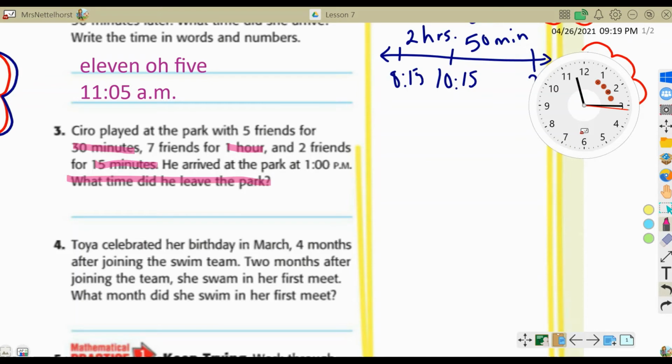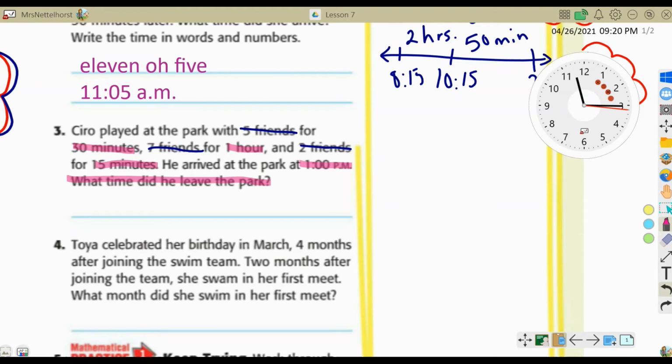When you guys take that CASP test next year, and if you have a math problem like this on the iReady test, this is a good time to highlight or write down on your scratch paper just the ones that pertain to time. And if you have a way of striking through information, you don't need the 5 friends, you don't need the 7 friends, and you don't need the 2 friends. We just need times. Okay, and we also need to make note of the fact that he arrived at the park at 1 p.m. So we need to know that.